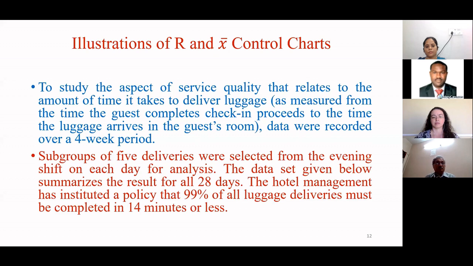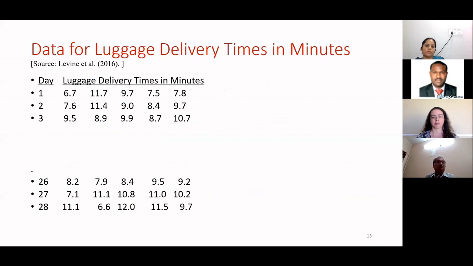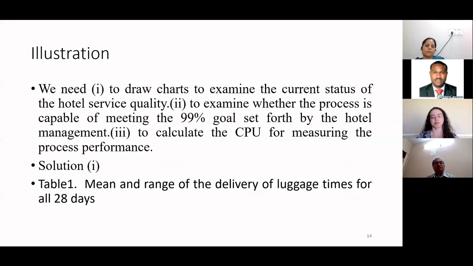The hotel management has issued a policy that 99% of all luggage deliveries must be completed in 14 minutes or less. This data set is given for 28 days, and each day we have 5 observations. We need to draw control charts to examine the current status of the hotel service quality, to examine whether the process is capable of meeting the 99% goal set forth by the hotel management. Third is to calculate the CPU for measuring the process performance.